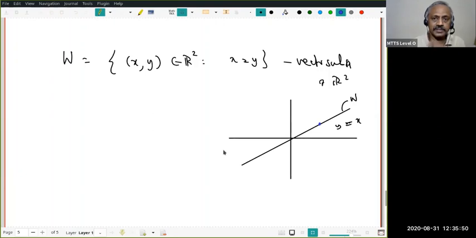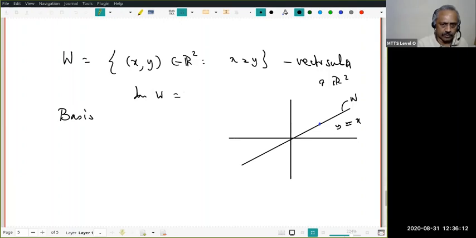Therefore, how many coordinates do I need to locate a point in W? I need only one coordinate. If you know one of the coordinates x or y, I know the other coordinate. Therefore, what should I expect? How many elements should be there in the basis? So I expect the basis of W, that is the dimension of W, must be equal to 1, and hence the basis should have only one element.